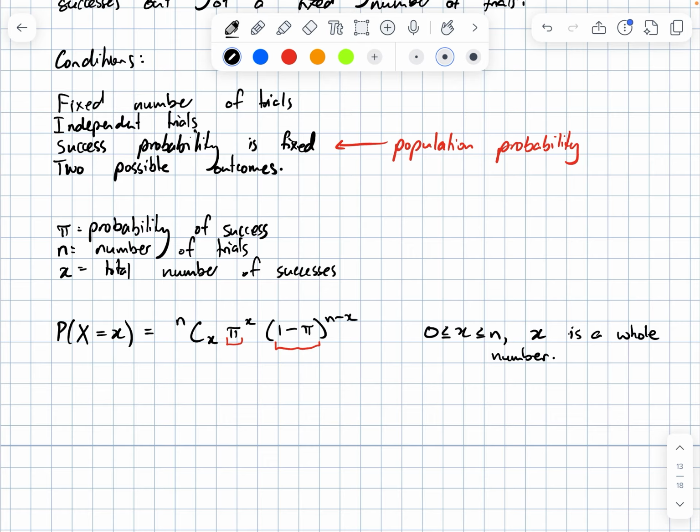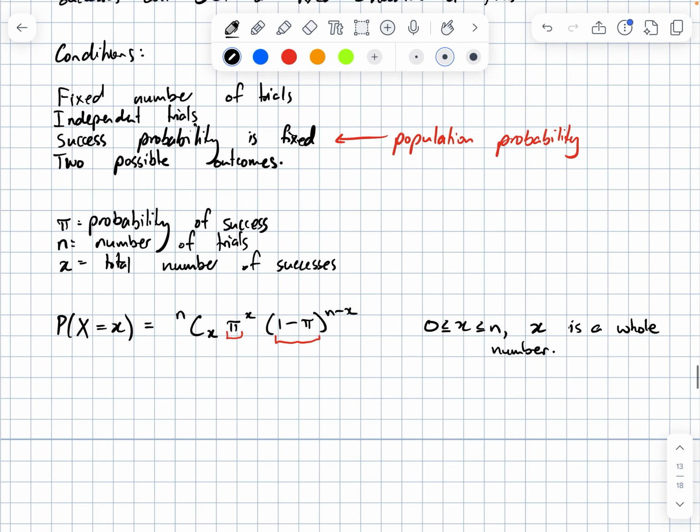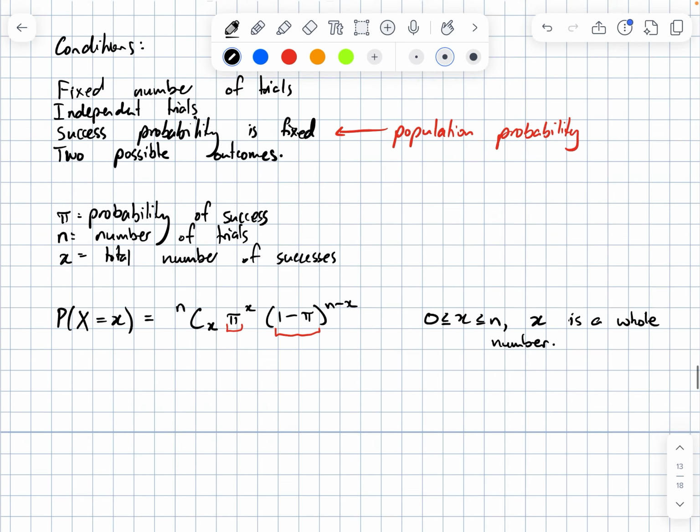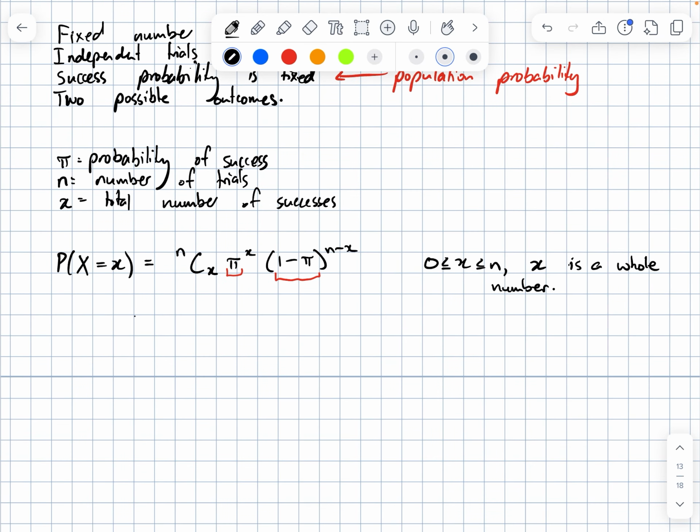Now, that is a combination formula, often read as n choose x. And nCx gives us an actual formula of n factorial all over n minus x factorial times x factorial. It can also be written as just in brackets n over x.